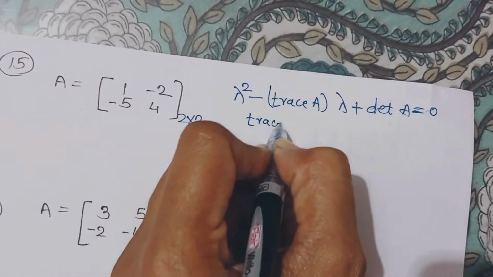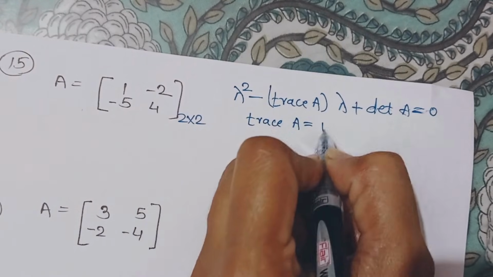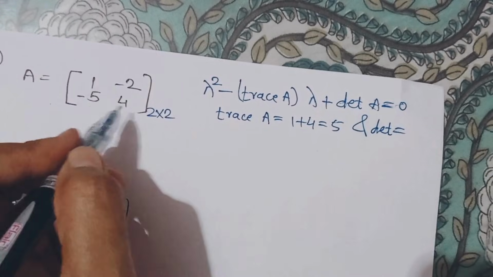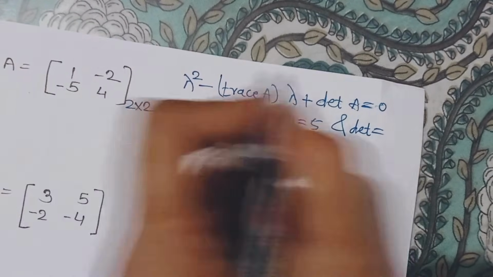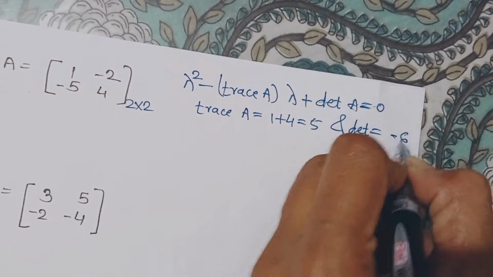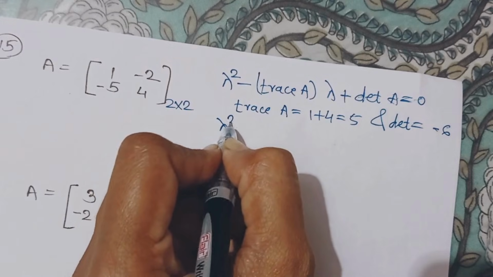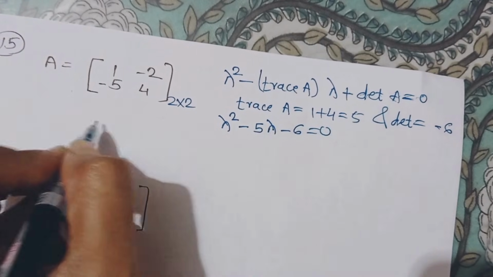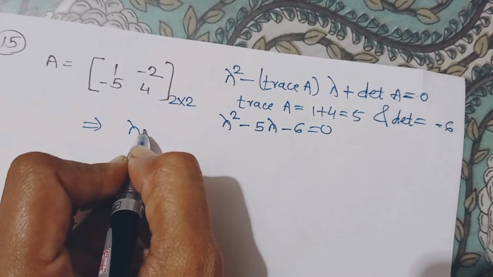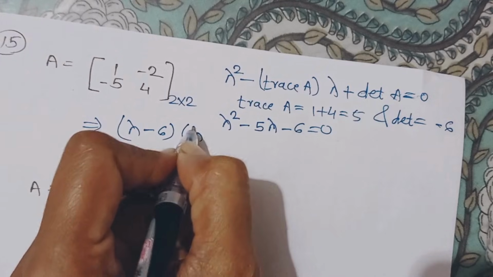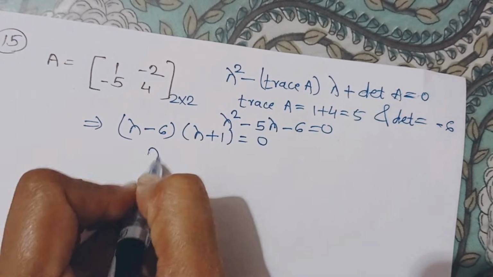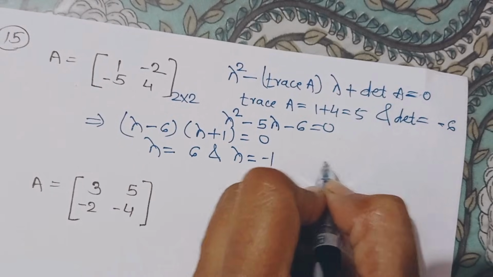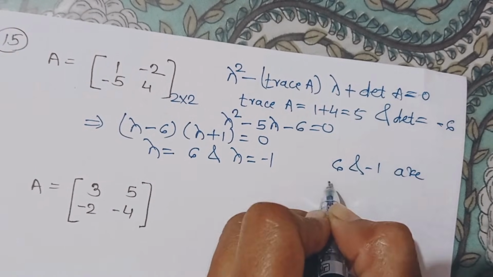So trace of A is equal to the sum of the diagonal elements, 1 plus 4 is 5, and determinant of A is equal to 4 minus 10, that is minus 6. So the characteristic equation is lambda square minus 5 lambda minus 6 is equal to 0. That means lambda minus 6 into lambda plus 1 equal to 0. That means lambda is equal to 6 and lambda is equal to minus 1. So 6 and minus 1 are the eigenvalues of A.